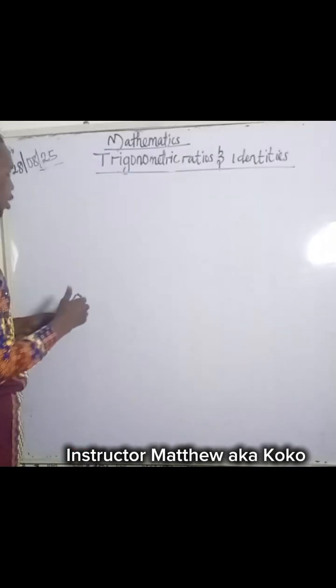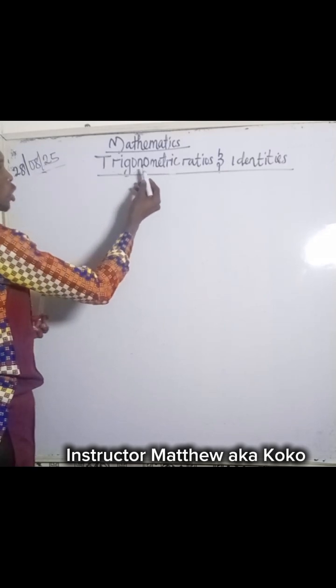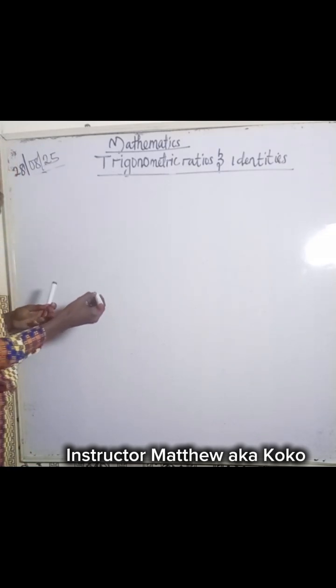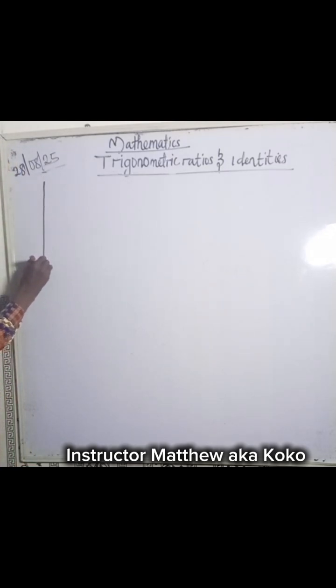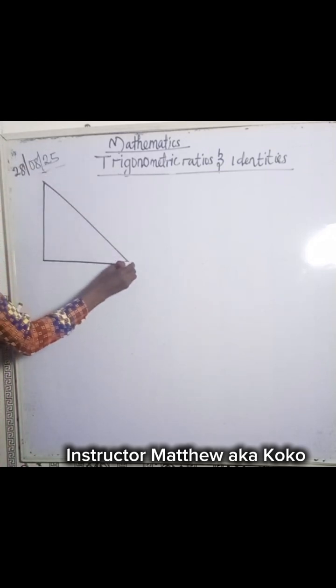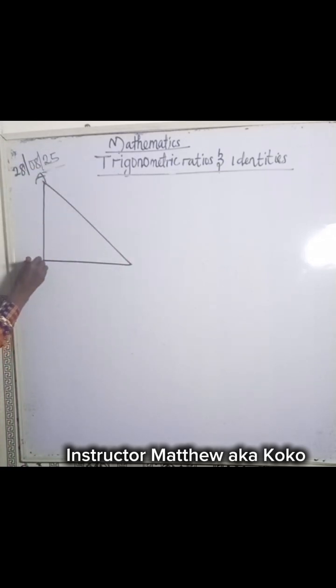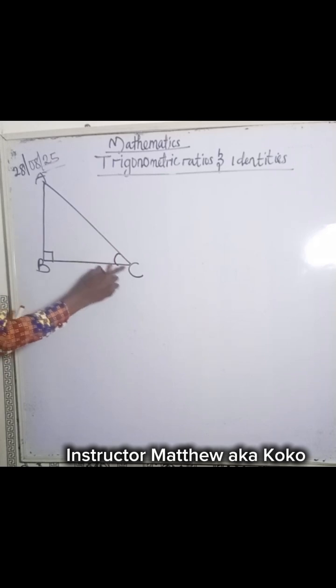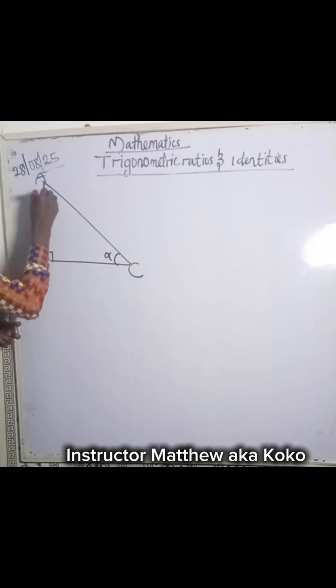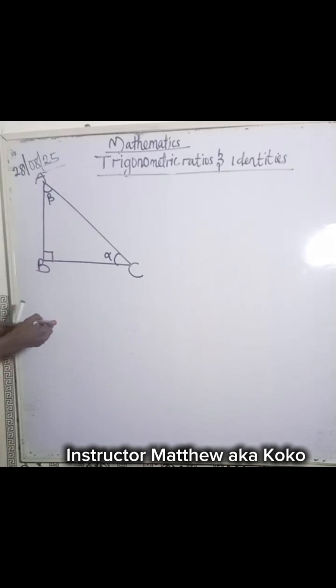Okay, let's get started. When we talk about trigonometric ratios, we first have to consider a right angle triangle. So we consider a right angle triangle ABC, in which angle B is 90 degrees. Let us name angle C as alpha, and angle A as beta. Now I'm going to consider angle alpha.